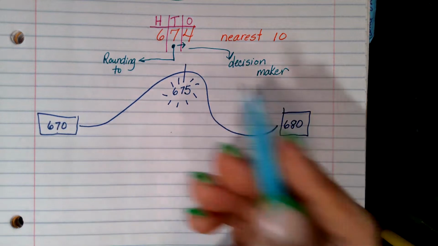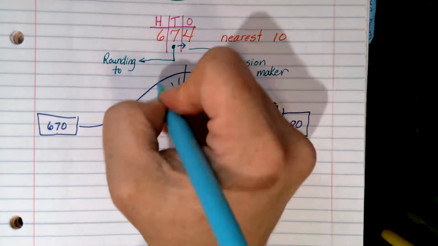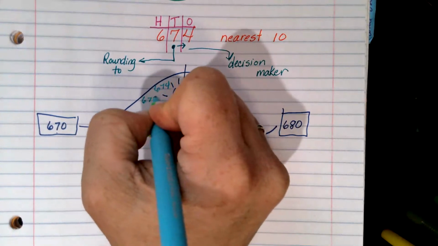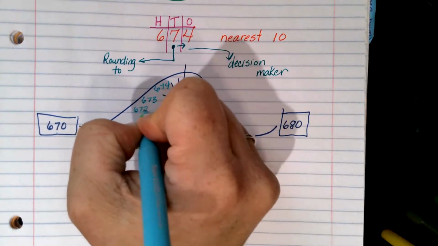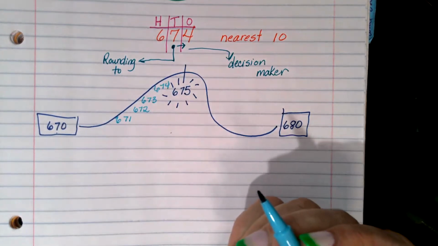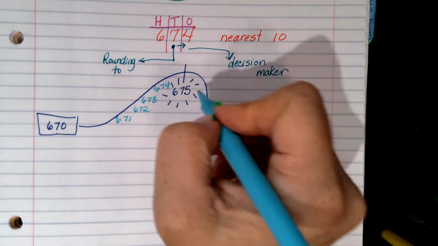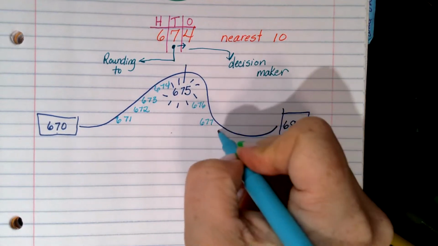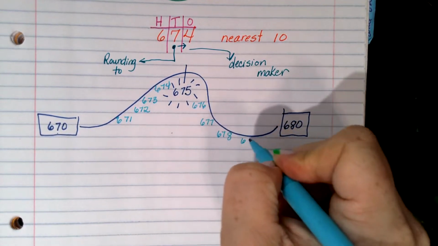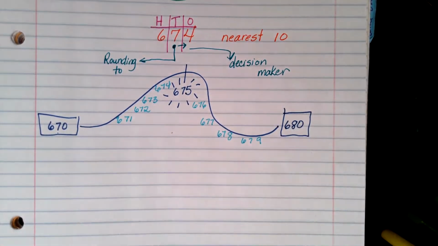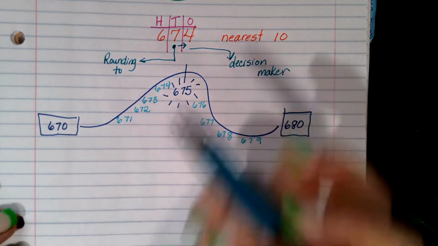So now we count backwards by ones: 675, 674, 673, 672, 671. And you have to pretend like those are equal distances apart. All right, 675, 676, 677, 678, 679, 680. The number that we're working with is 670.